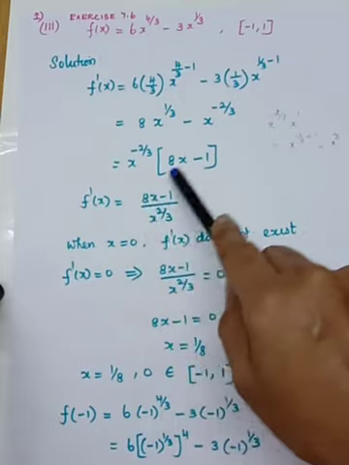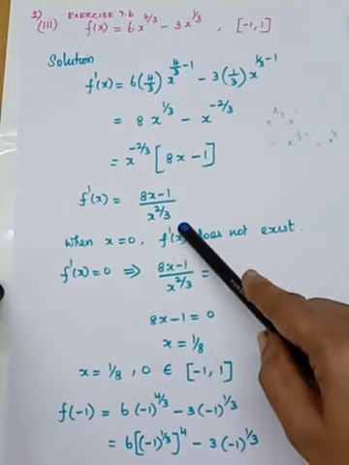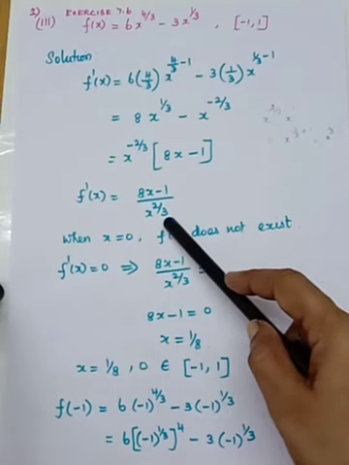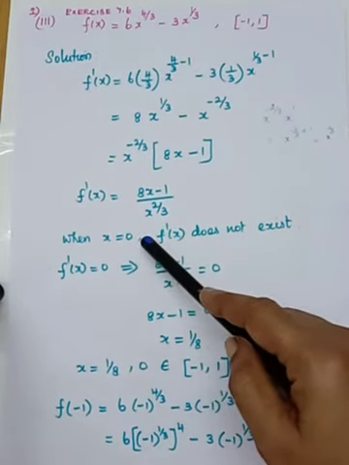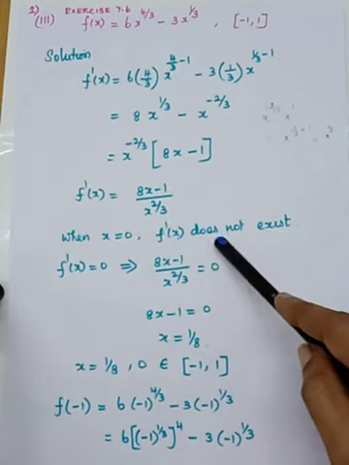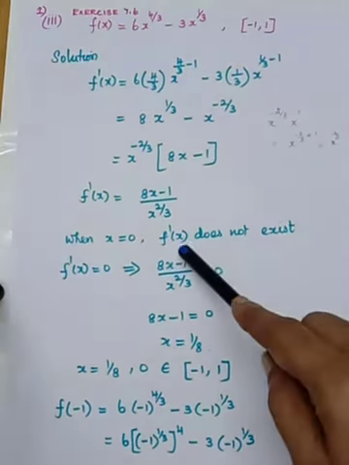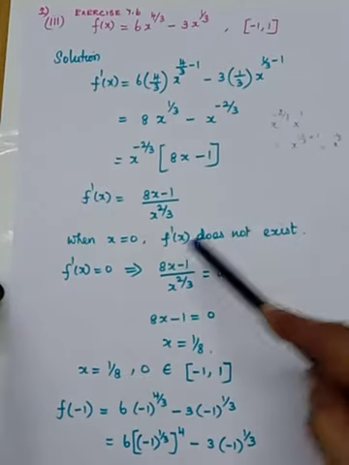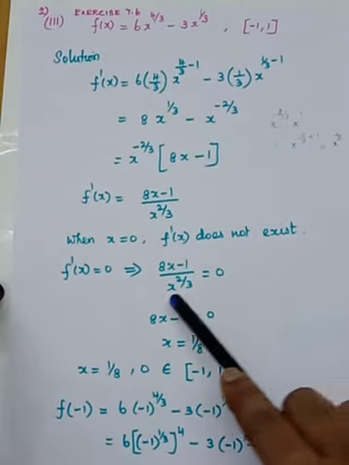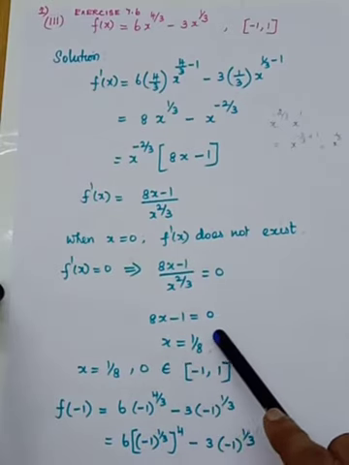So, f dash of x is equal to 8x minus 1 divided by, you have to bring this term to the denominator. Here you are having minus; when it is brought to the denominator, it will become plus. See, if you substitute x as 0, the denominator will become 0. Therefore, f dash of x does not exist. So, when x equals 0, f dash of x does not exist. And f dash of x equal to 0 implies the whole term is equal to 0. So, the denominator into 0 is 0. So, 8x minus 1 is equal to 0, x is equal to 1 by 8.